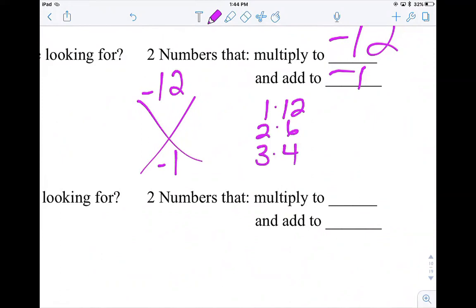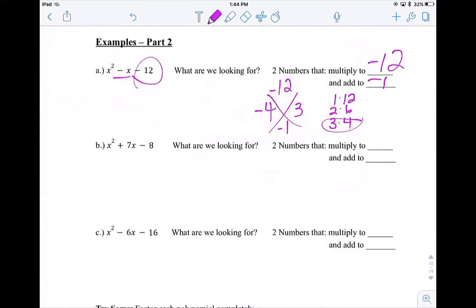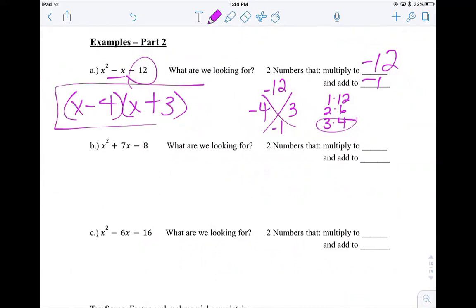So I need one of them to be negative because it needs to multiply to give me a negative. And I need them to add to give me a -1. So the only way that's going to happen is with a 4 and a 3. So I'm going to make my 4 be negative and my 3 be positive. That way they multiply to give me -12, but add to give me -1. So in my parentheses with my x's, I'm going to have -4 and +3. And again, you could check to make sure you're right by distributing them back through.